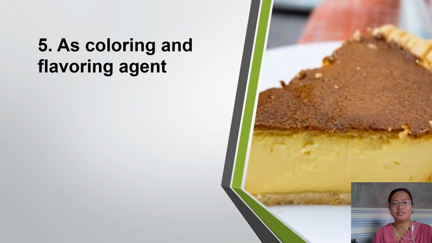Next, as coloring and flavoring agent. So, of course, commonly, in cooking, like for example, when you are going to cook at home, ang eggs, ginagamit natin siya as flavoring. It will add taste, okay, flavoring agent, additional ingredient. Dito sa example ko, it's an egg pie. So, kaya nga tinawag na egg pie kasi the main flavor of that kind of dish is yung egg.